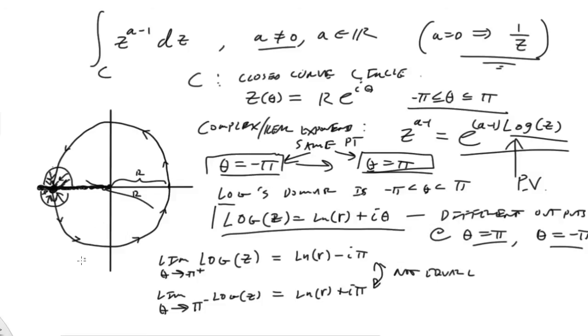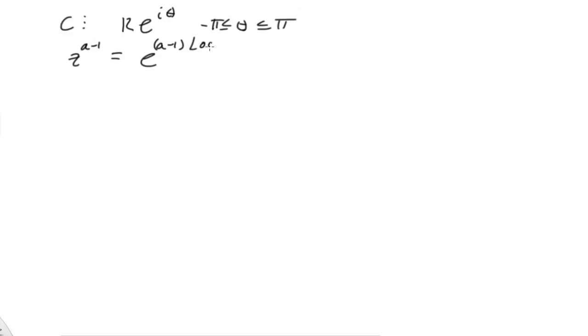Okay, so let's try computing this. Our path c is r e to the i theta, and theta ranges all the way from negative pi to pi. And our z to the a minus 1 power is equal to e to the a minus 1 times the principal branch of log of z. And we can write that now.